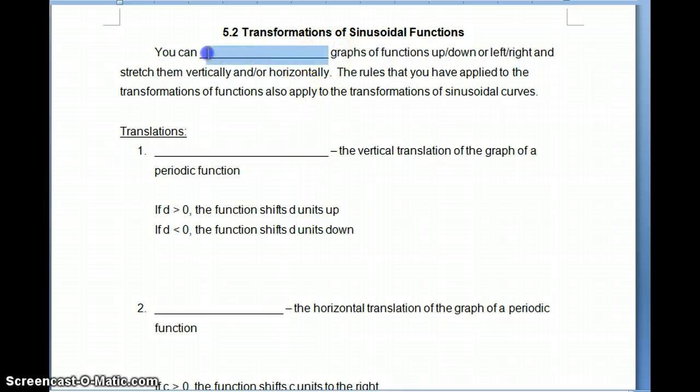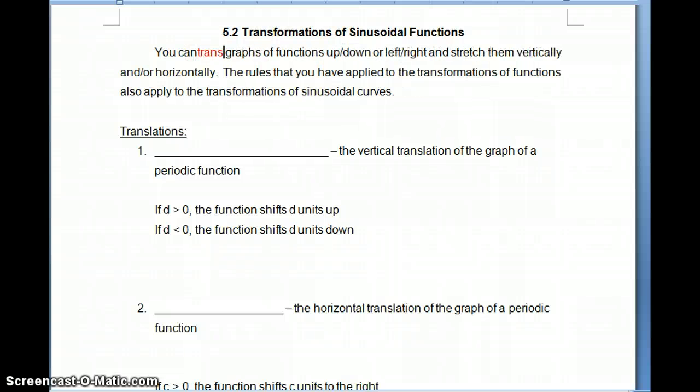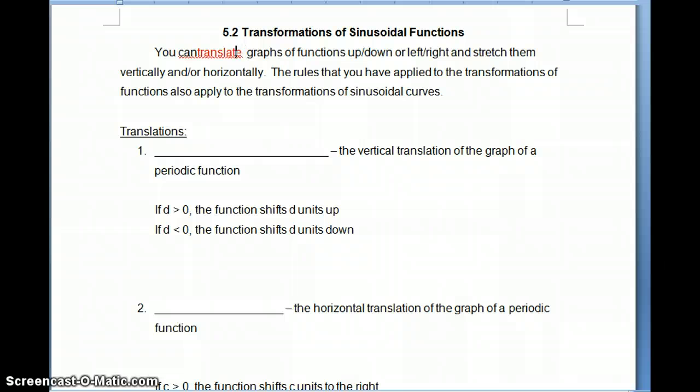Today we're working on section 5.2, which is transformations of sinusoidal functions. To start off, we can translate graphs of functions either up or down, move them left or right, and also stretch them vertically and horizontally.